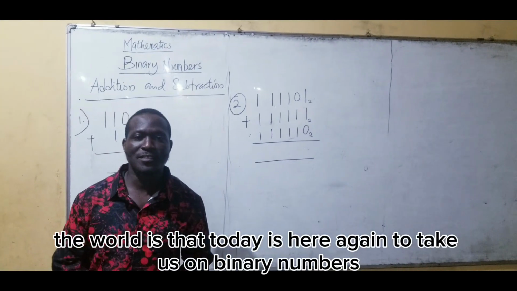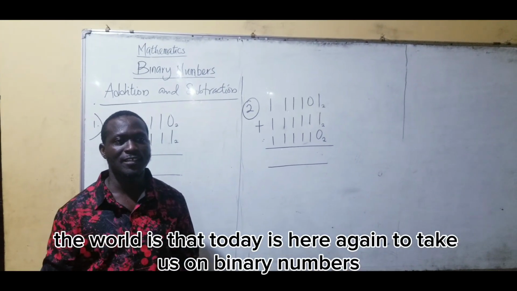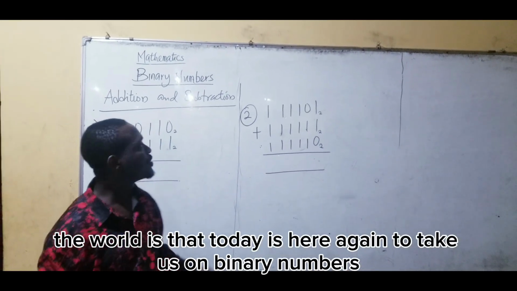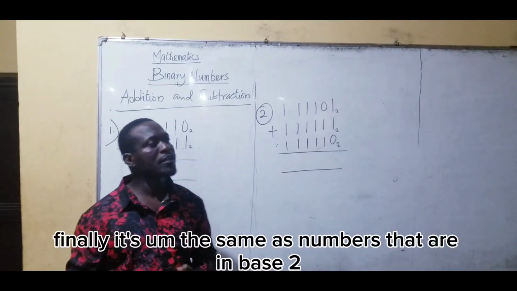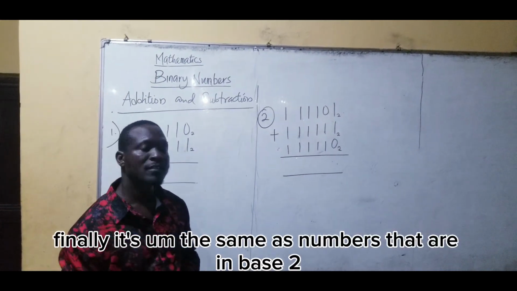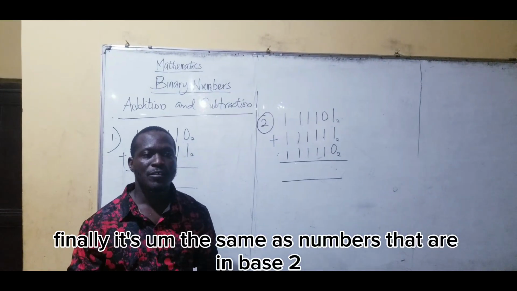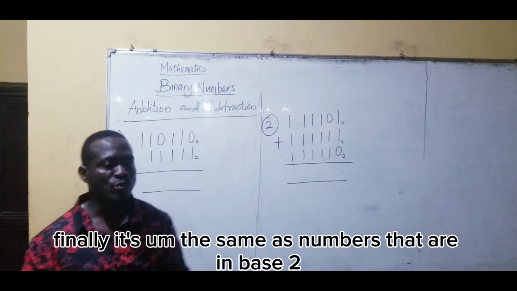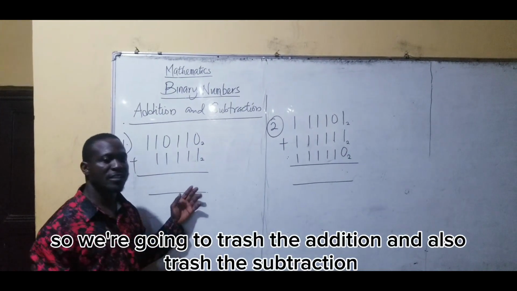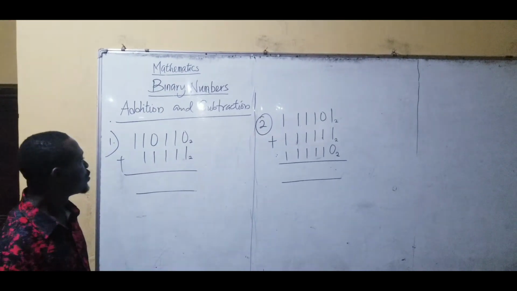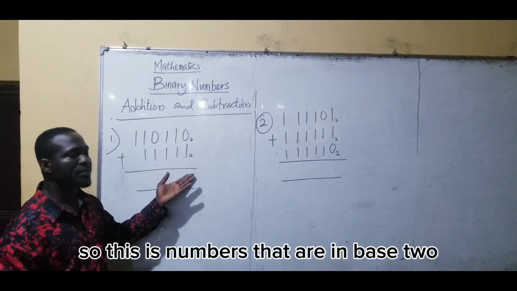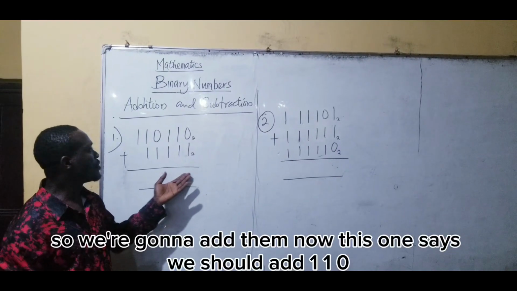Here again to take us on binary numbers. Binary is the same as numbers that are in base 2. So we're going to trash the addition and also trash the subtraction. So this is numbers that are in base 2. So we're going to add them now.